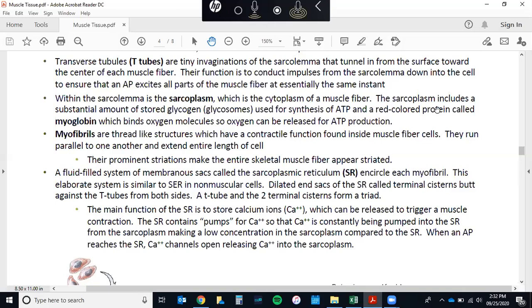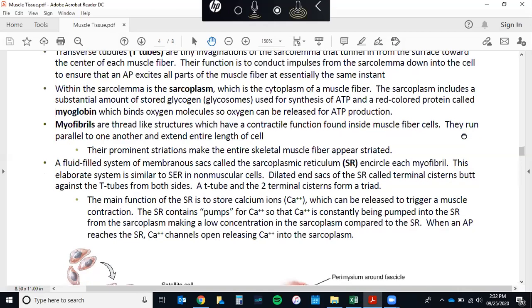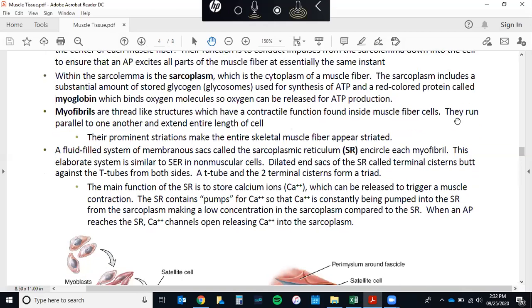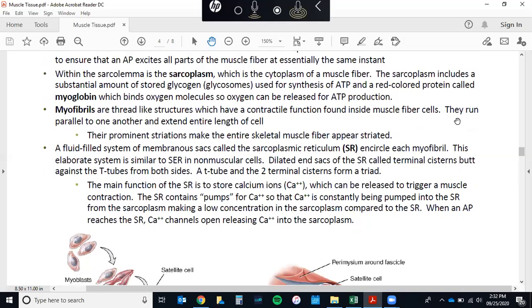There's also a substantial amount of a red-colored protein in our sarcoplasm called myoglobin, which binds oxygen molecules so oxygen can be released for that ATP production process. Now, myoglobin, I always say, is like hemoglobin's cousin. You may have heard of hemoglobin before. Hemoglobin is a substance in our blood that carries oxygen. It's the component of our red blood cells that actually turns our red blood cells, and therefore our blood, red. Myoglobin actually turns your muscles red.